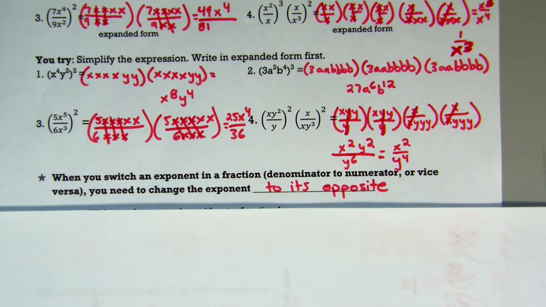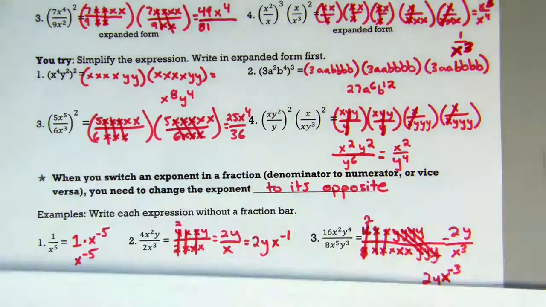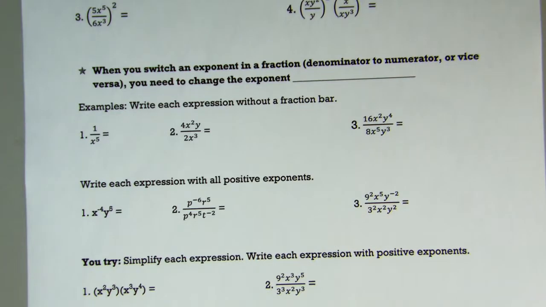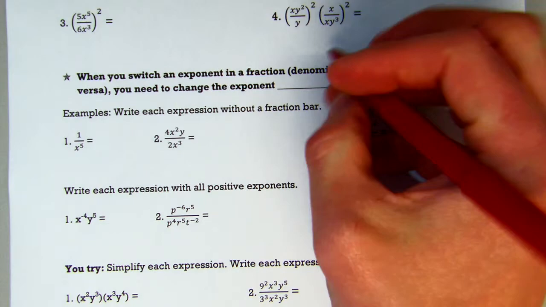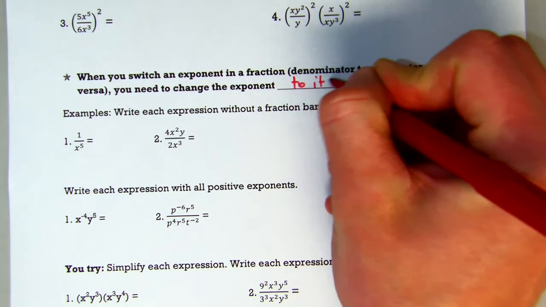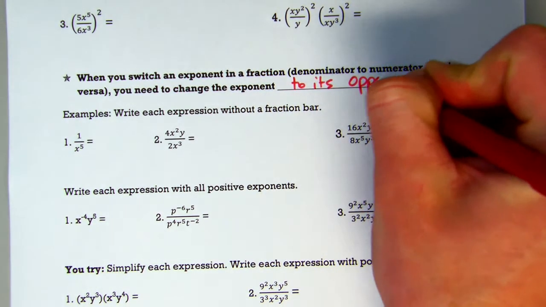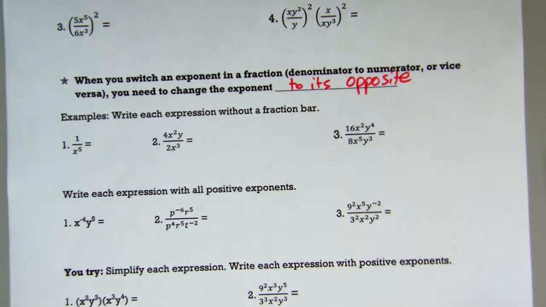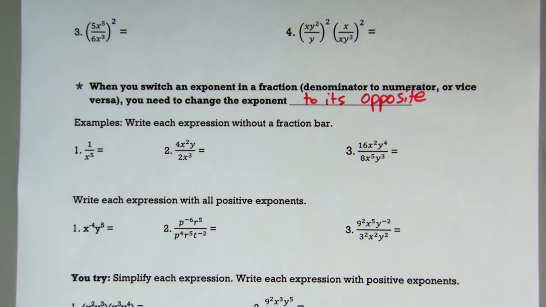Alright, so the rule for another part that I want you to make sure you write down is whenever we move a variable in a fraction from the denominator to the numerator, or vice versa, you need to change to the opposite, meaning you go from positive to negative, or negative to positive. Change to the opposite.